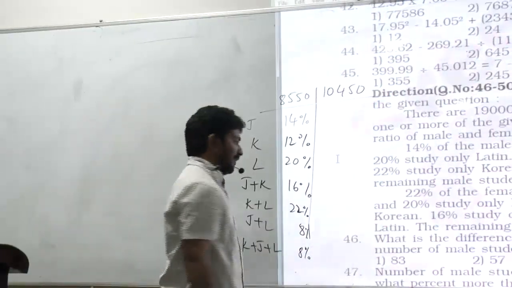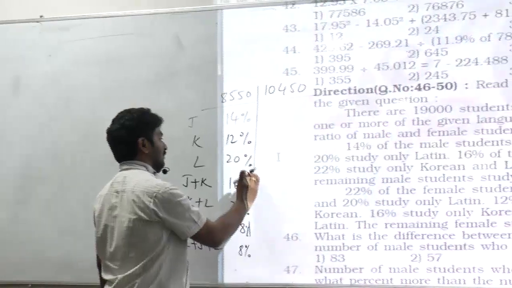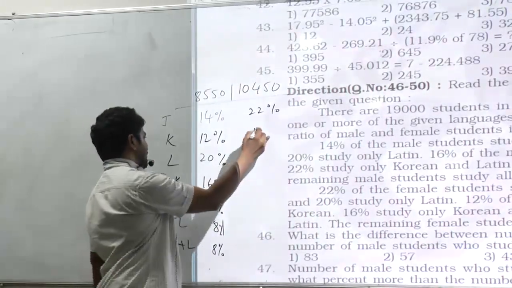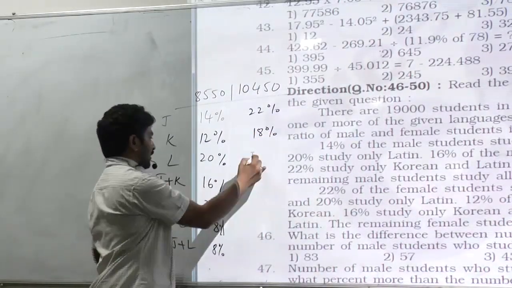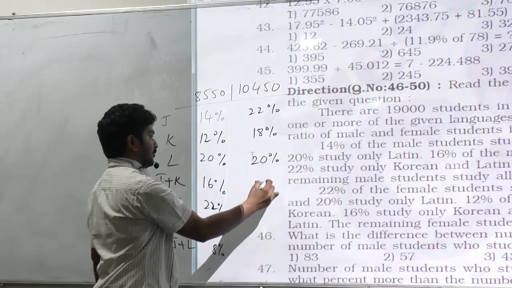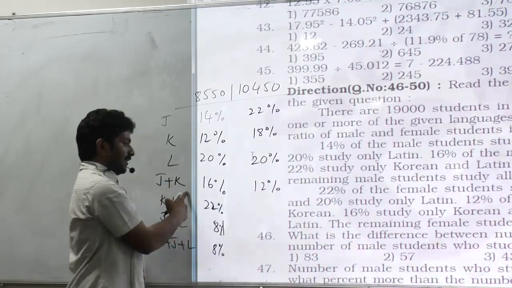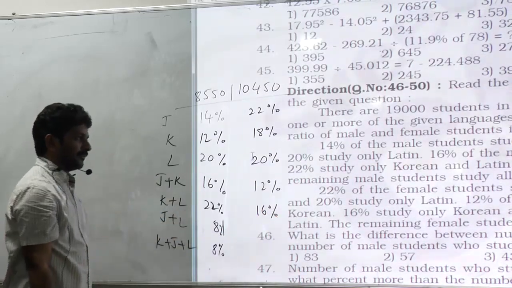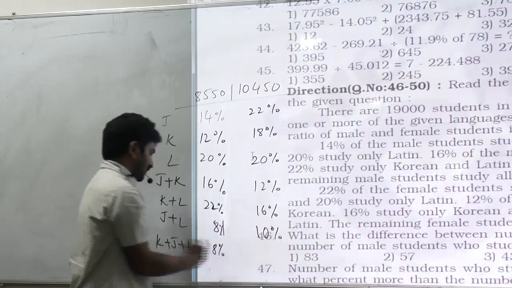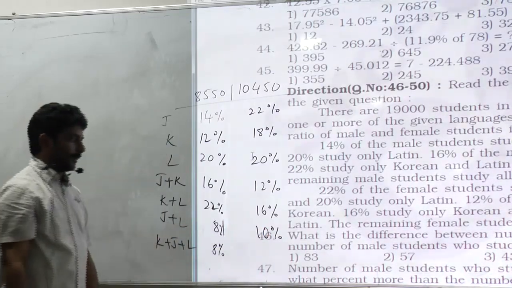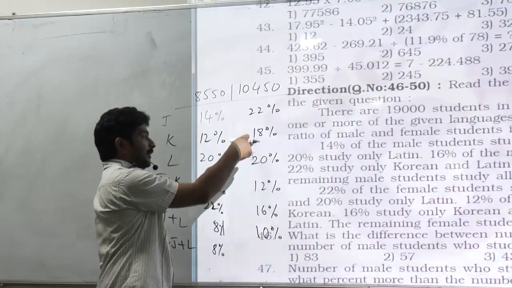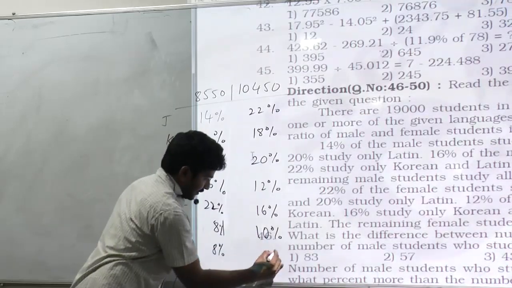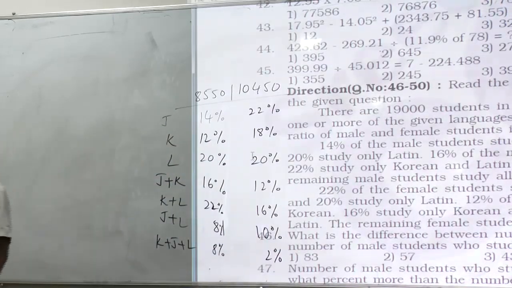Next, 22% of the female study Japanese. 18% Korean. 20% Latin. 12% Japanese and then Korean. 16% Korean and Latin. 10% and then remaining all. Yes or no? Remaining 20 to 18, 40, 60, 72, 88, 98, 2%. Now let's start the questions.